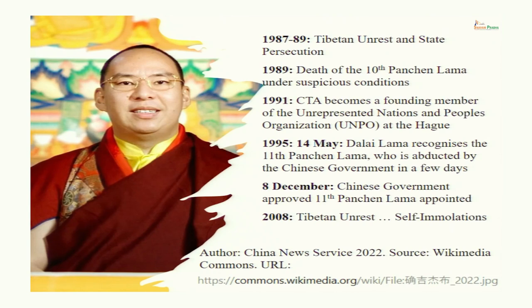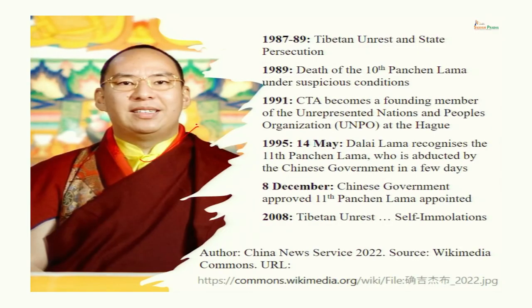And so since the 10th Panchen Lama died, the 11th had to be found. The Tibetans followed the traditional process, and the Dalai Lama recognized the 11th Panchen Lama. The 11th Panchen Lama was found in Tibet, and he received the recognition of the Dalai Lama on the 14th of May. The Chinese government wanted to be consulted, but before the Chinese government could intervene, the Dalai Lama quickly gave his approval to the 11th Panchen Lama. But because he was in Tibet, within a few days, the Chinese government abducted the 11th Panchen Lama. He disappeared along with his family, and no one knows where.